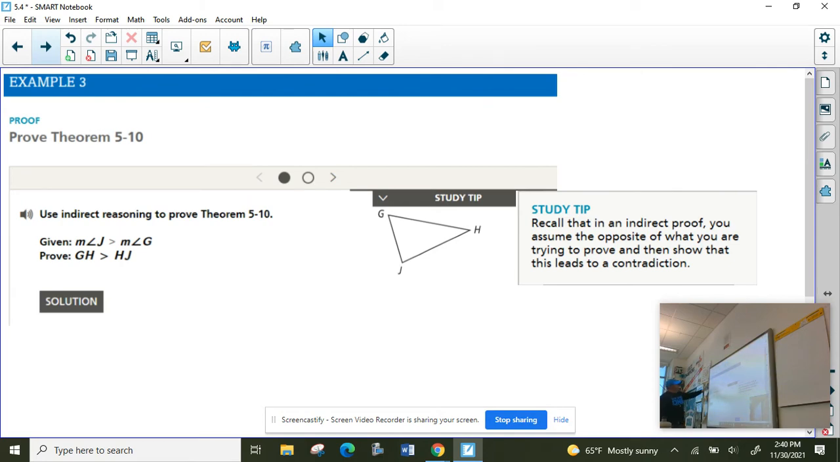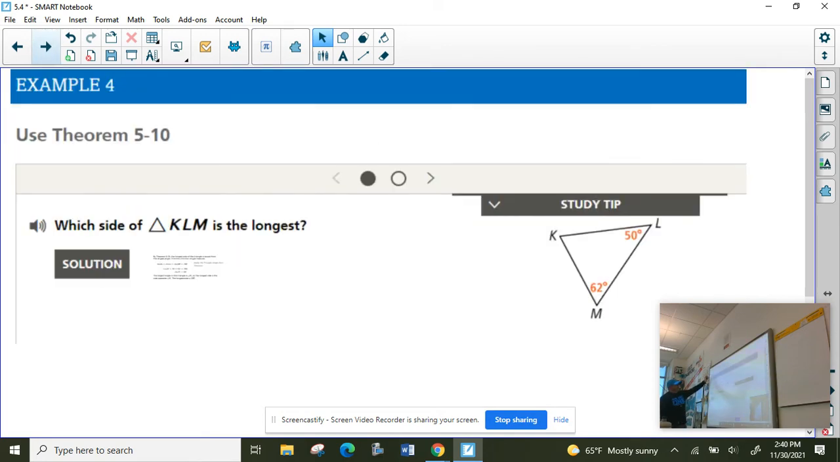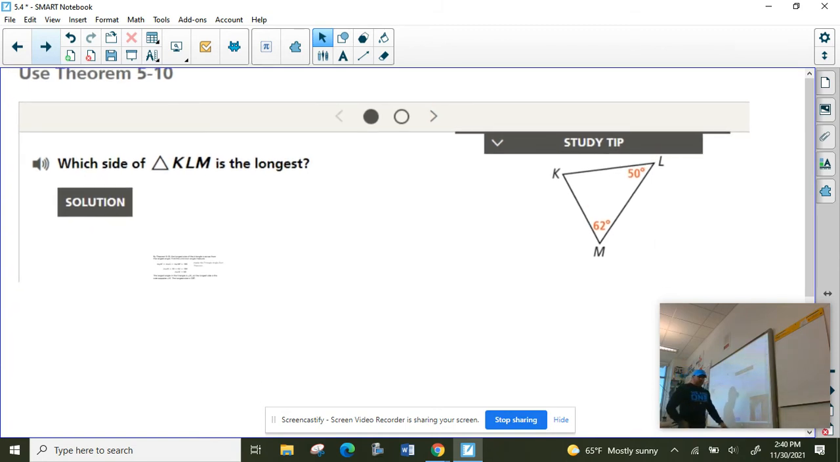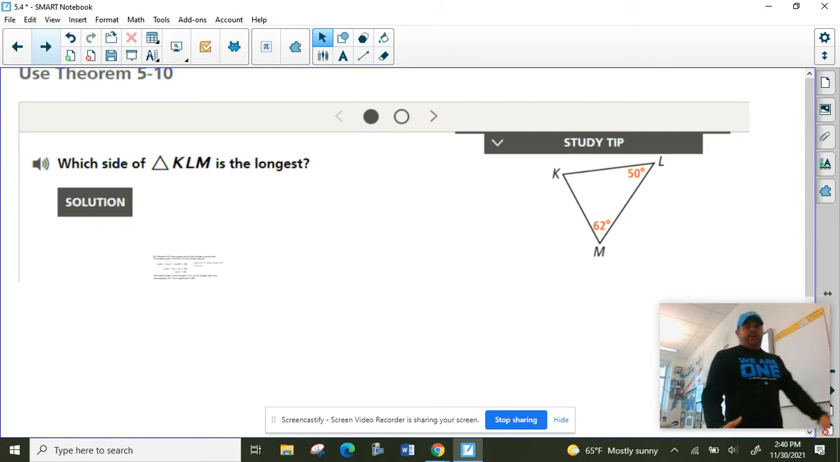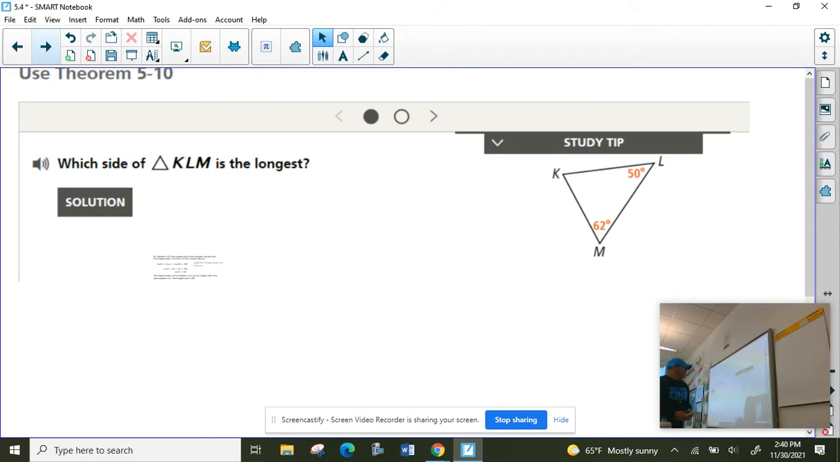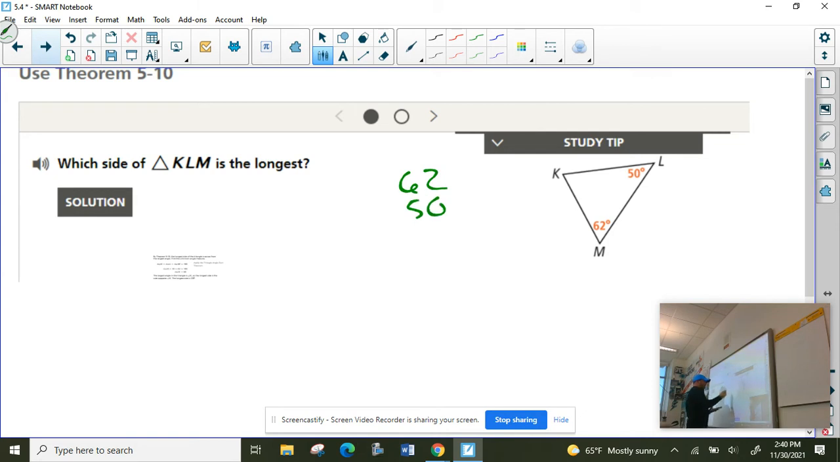It says indirect proof. I skipped this, right? And this is basically proving it. But okay. Now, a lot of students get to a problem like this and they're like, oh no, I can't figure this out. I don't know the third angle. Well, yeah, you do. You know that all three angles of a triangle add up to 180. So you would take 62 and 50 and add them together, which gives you 112. You know all three add up to 180, so you take 180 minus 112 and you get 68. So I'm going to throw in a 68 degree here.